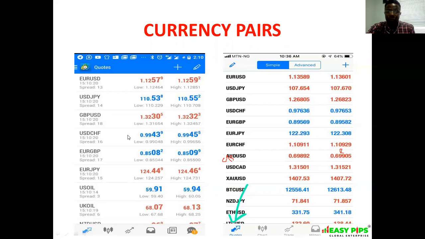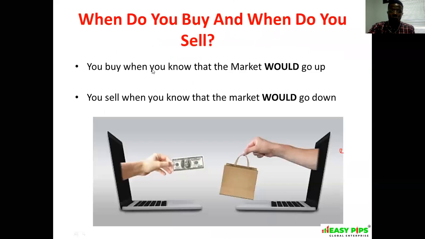We also have other exemptions. Take a look at these two. EUR JPY is also an exemption. AUD USD is also an exemption here. So that is that about the base and quote currency.